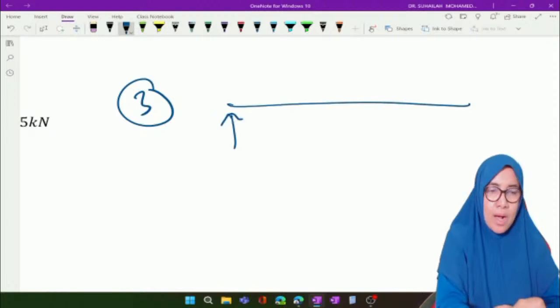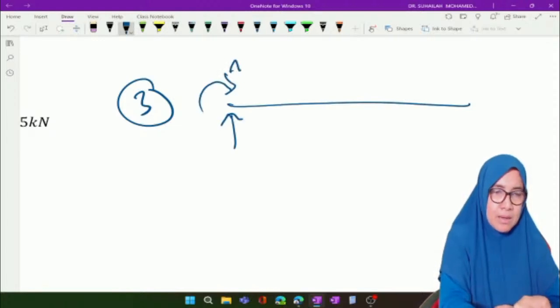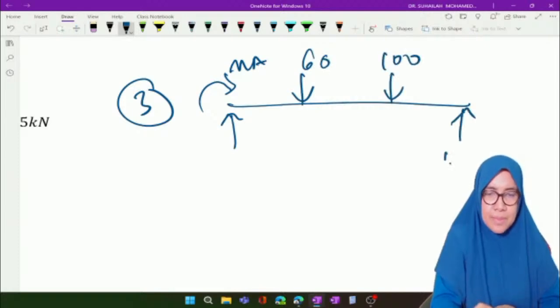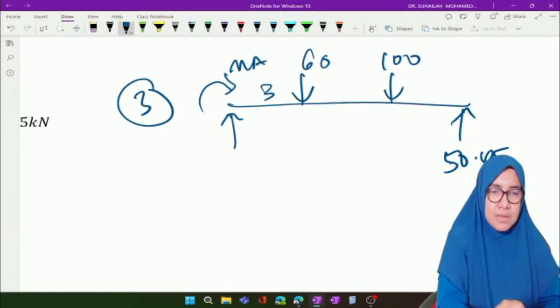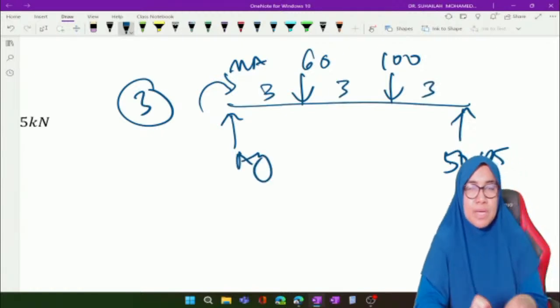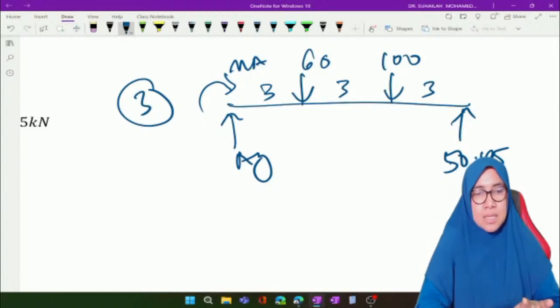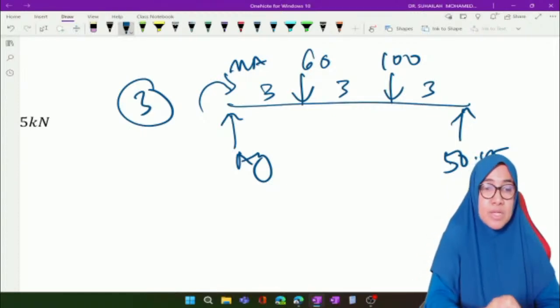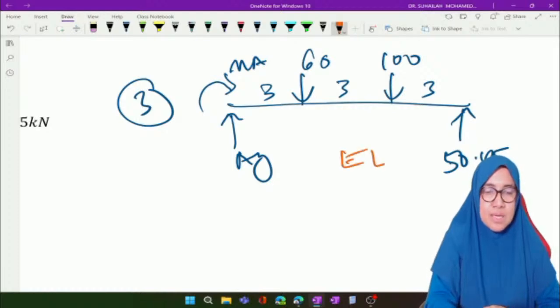We have AY, we have MA here, MA, 60, 100, and 50.45. 3 meter, 3 meter, 3 meter. This is AY and MA. So we can analyze the 3 remaining reactions using equilibrium equation.